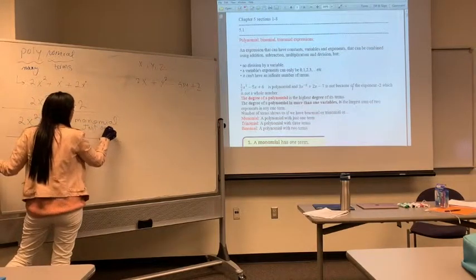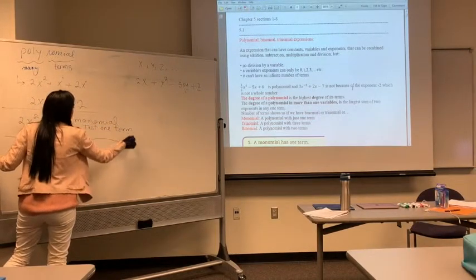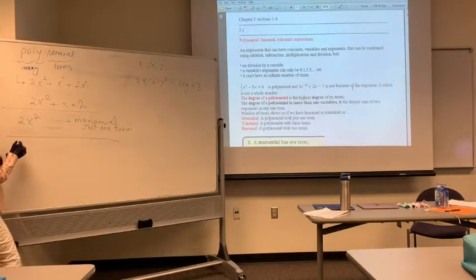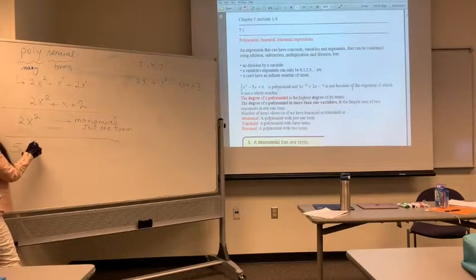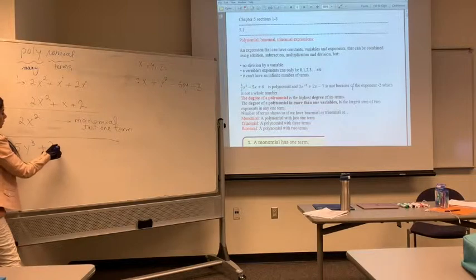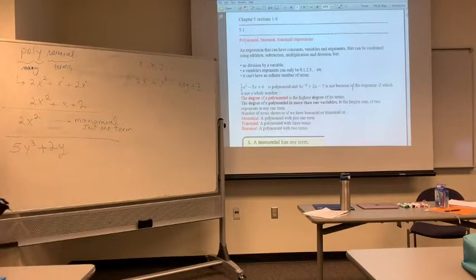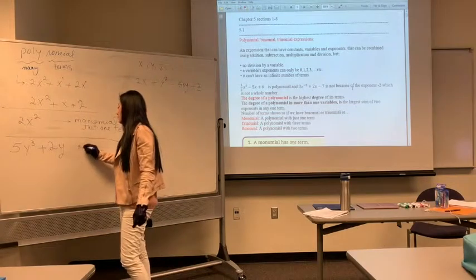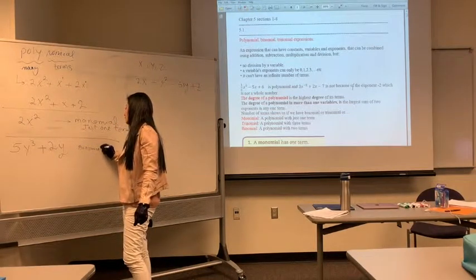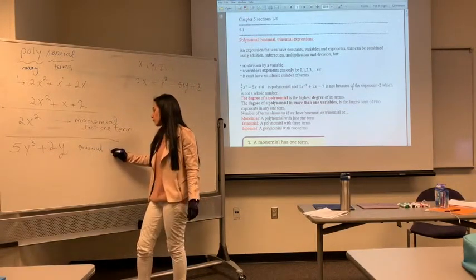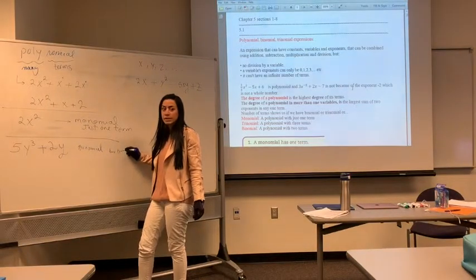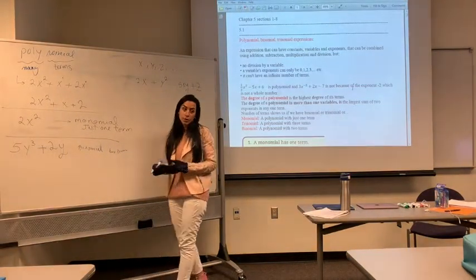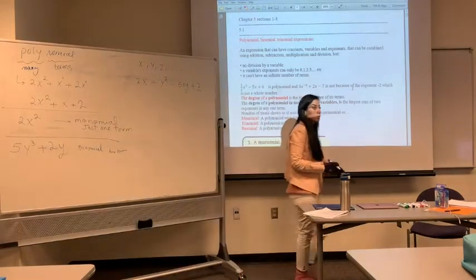Now, let's say we have 5y power 3 plus 2y. How many terms? 2. So we call this a binomial. Okay? These are different types of polynomial.